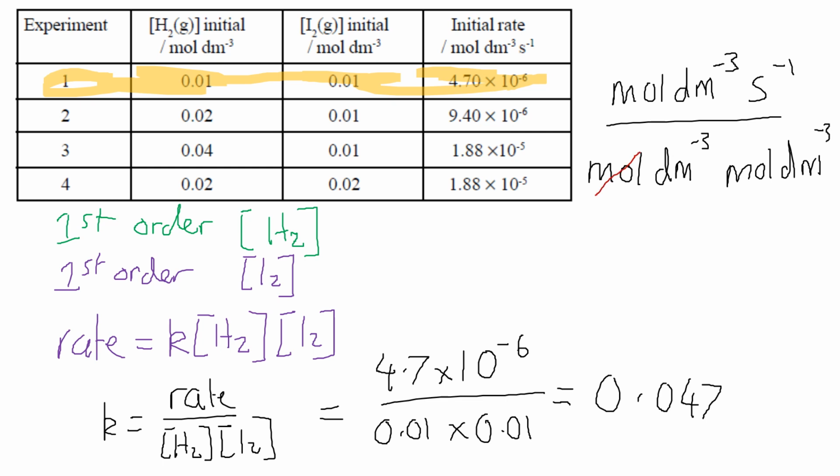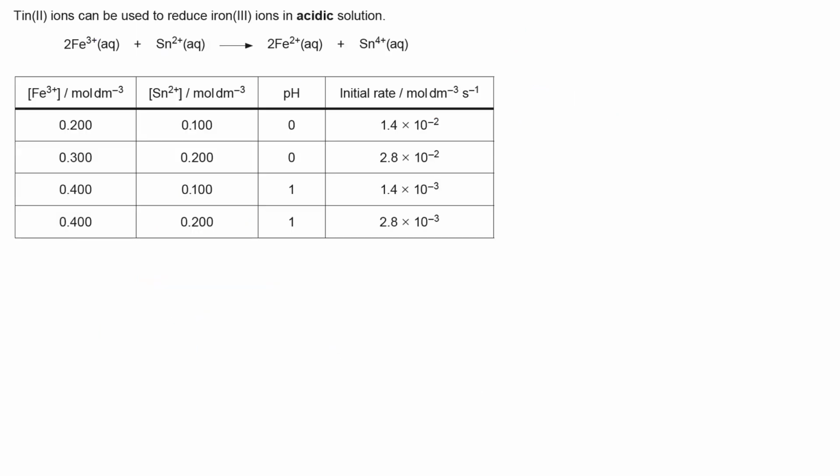So this can be cancelled down as before. And that leaves you with moles to the minus 1, dm to the plus 3, s to the minus 1. Okay, so we're going to look at a more complicated example now, just to finish.